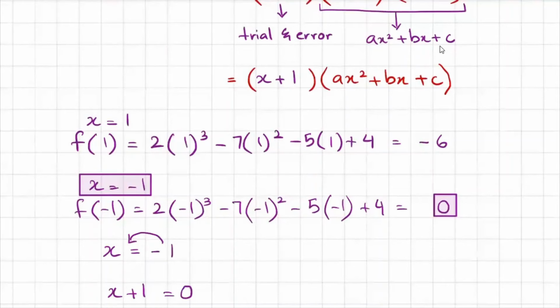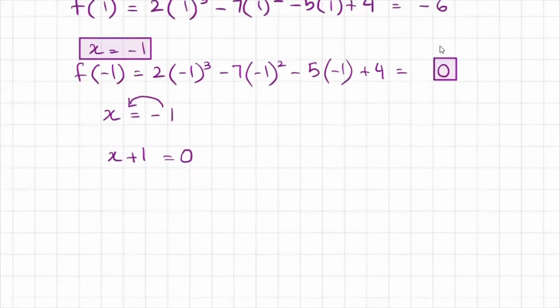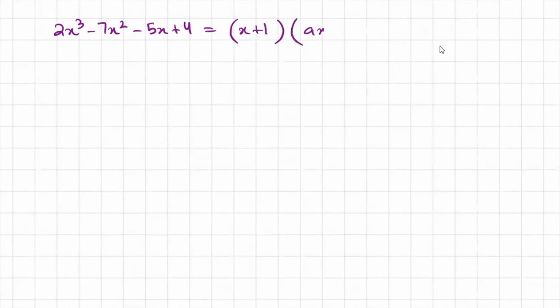Now I have this working over here on the left. Let's rewrite this again. We have the equation 2x cubed minus 7x square minus 5x plus 4 equals the first bracket, which I just found, which is x plus 1, and the second bracket, which is ax square plus bx plus c. Now you have to be very smart over here.